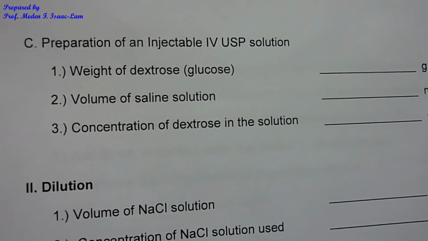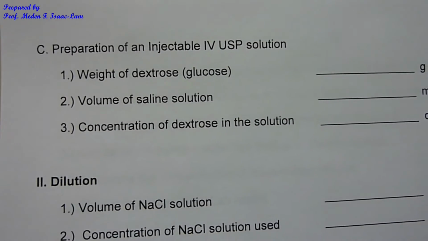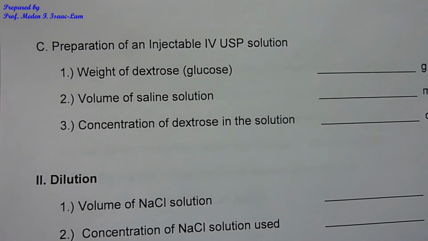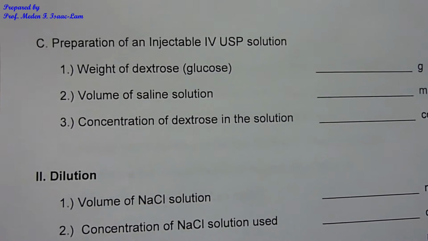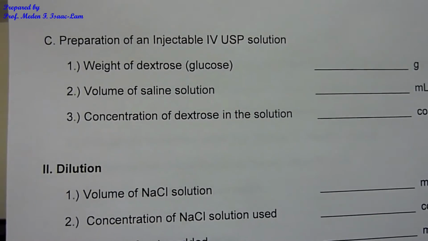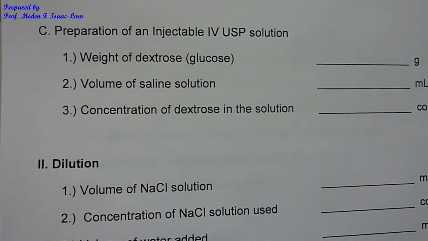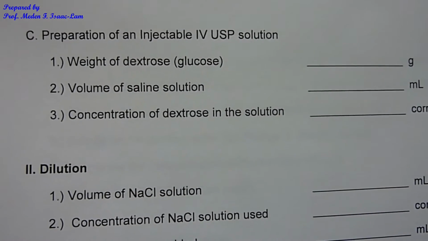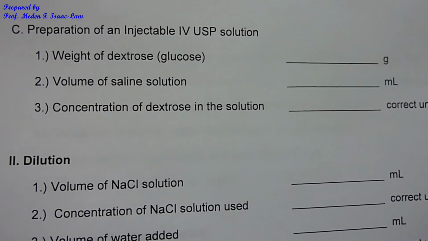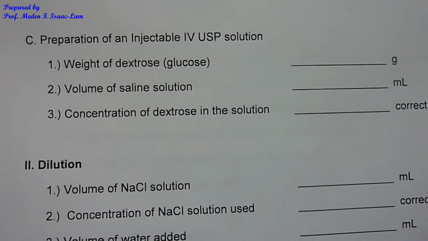Part C in the final lab report is you have the preparation of an injectable IV USP solution. You are going to write down the weight of dextrose that we used, and then the volume of saline solution used, and then determine the concentration of dextrose in the solution.